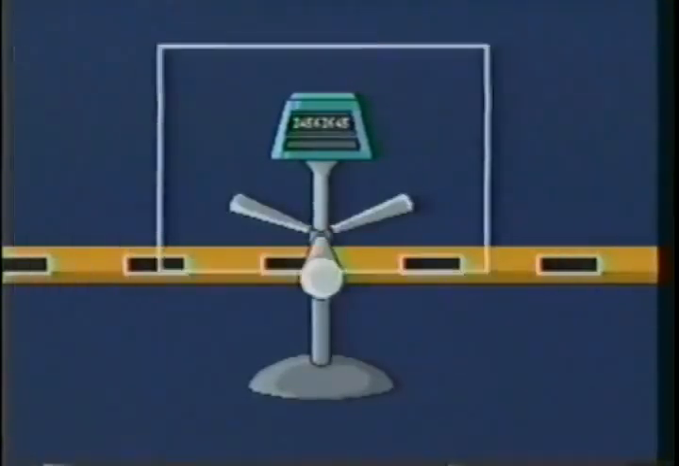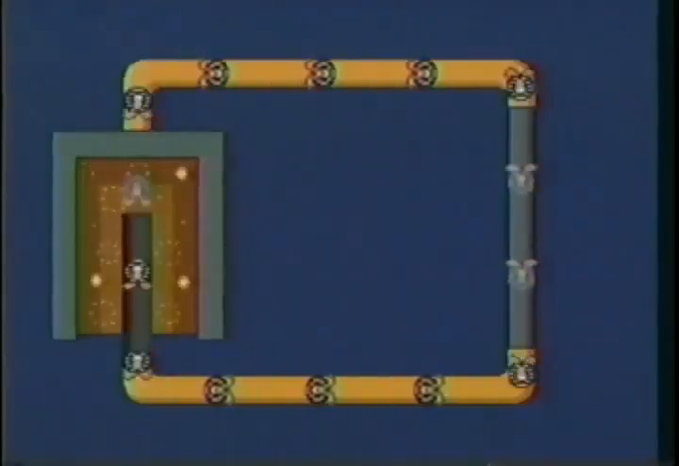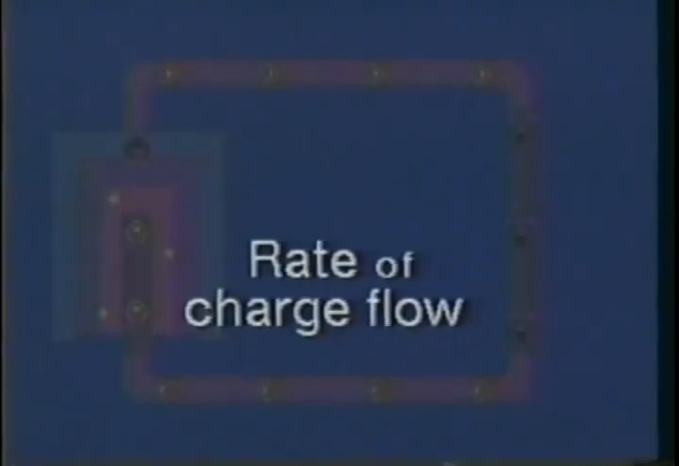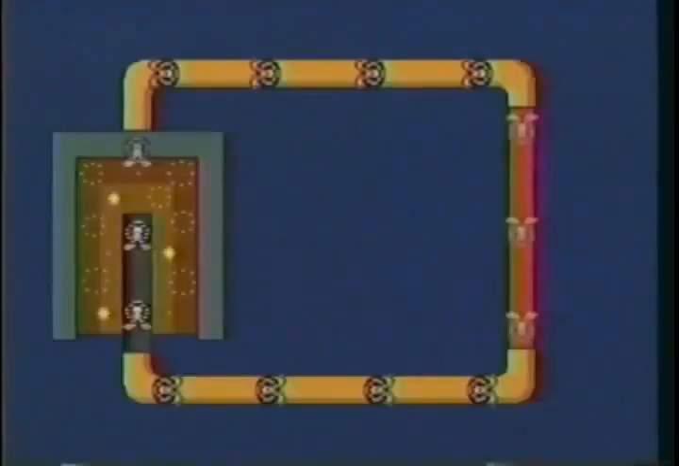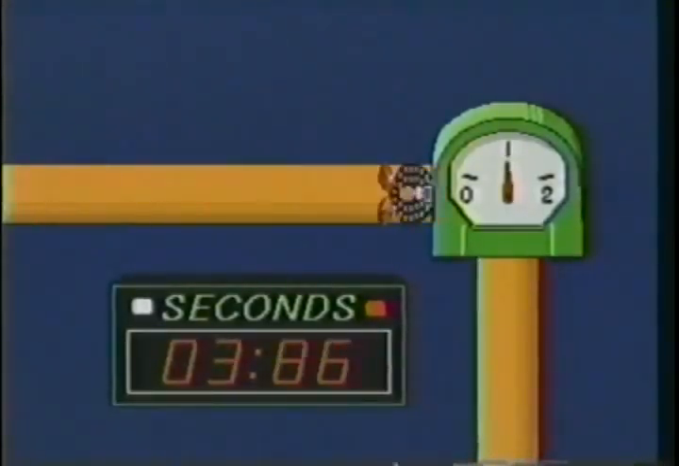In a circuit, incredibly large numbers of electrons will pass a specific point in a few seconds. It is therefore simpler to visualize charge in units called coulombs. 1 coulomb of negative charge is equivalent to 6.25 times 10 to the power of 18 electrons. An important characteristic of an electrical circuit is the rate at which the charge flows through it. The rate of charge flow is called current and is measured in amperes. A current of 1 ampere means that 1 coulomb of charge passes a specific point each second.